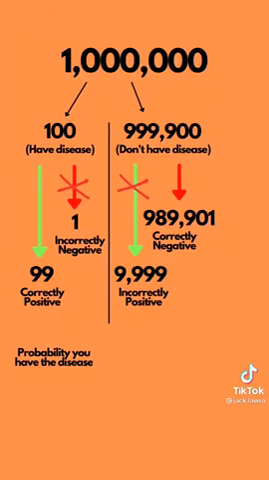The probability that you actually have the disease is 99 divided by the sum of these two numbers, which works out to be 0.98%. Now, of course, this is a simplified example.